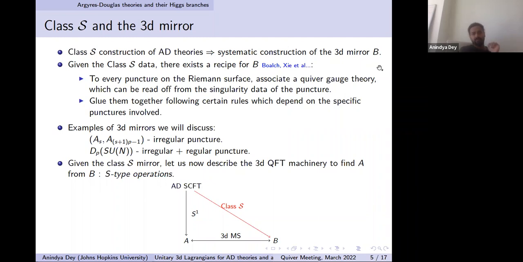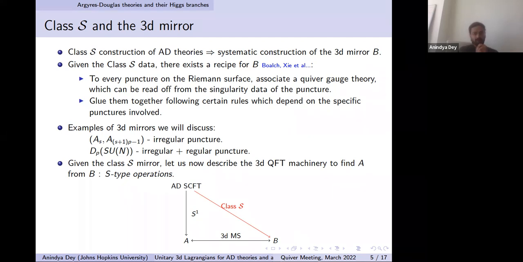So the details are not so important, but what is important is that, given the classes data, there's a clear dictionary to write down the theory B, which is a 3D mirror of the Argyres-Douglas SCFT.